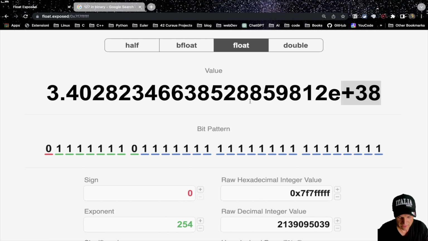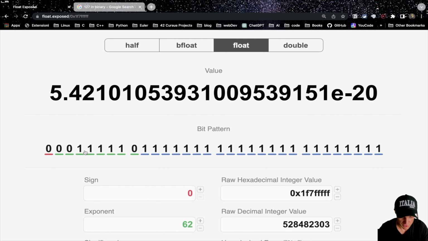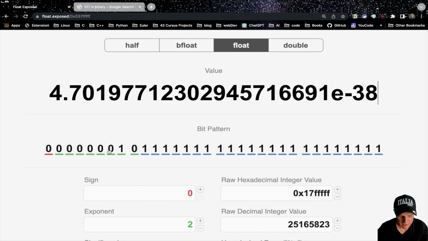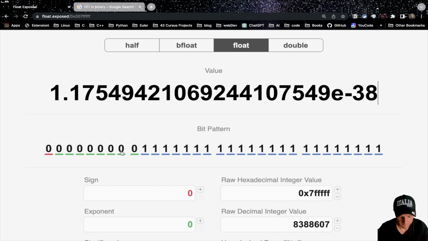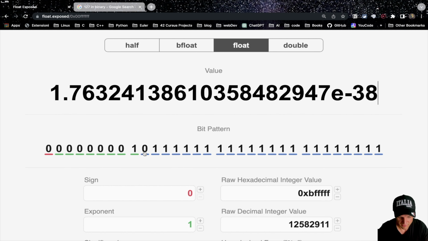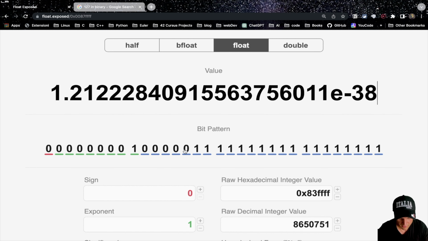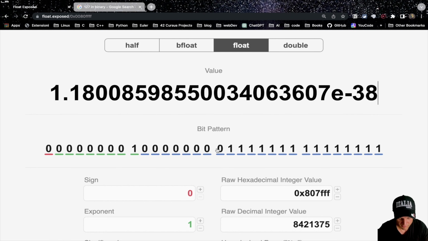Cool. Now, how about the minimum value? Here we have two minimums to take into consideration. We have the normalized minimum and the denormalized minimum. So when all the bits here are turned off, we have a denormalized value. This can be considered as well as all the bits turned on, like another flag. So here I'm going to have 1 this time, and here I have to remove all the bits. So this is the minimum normalized value.